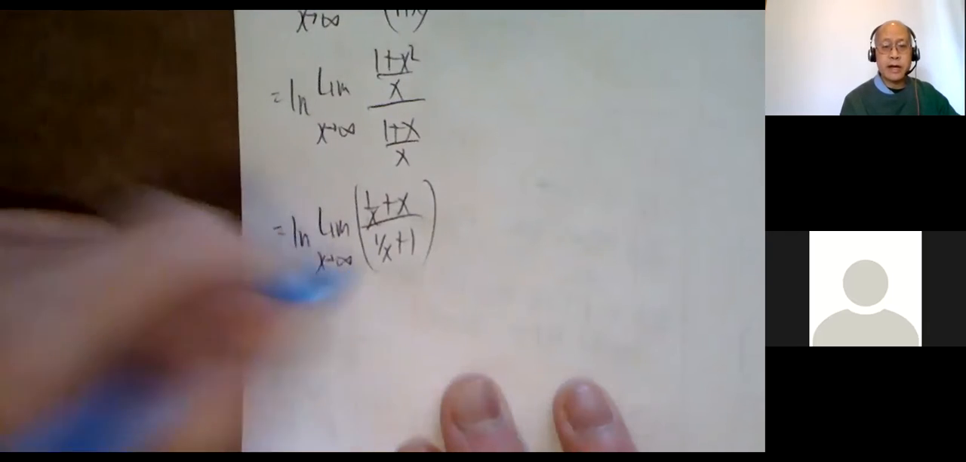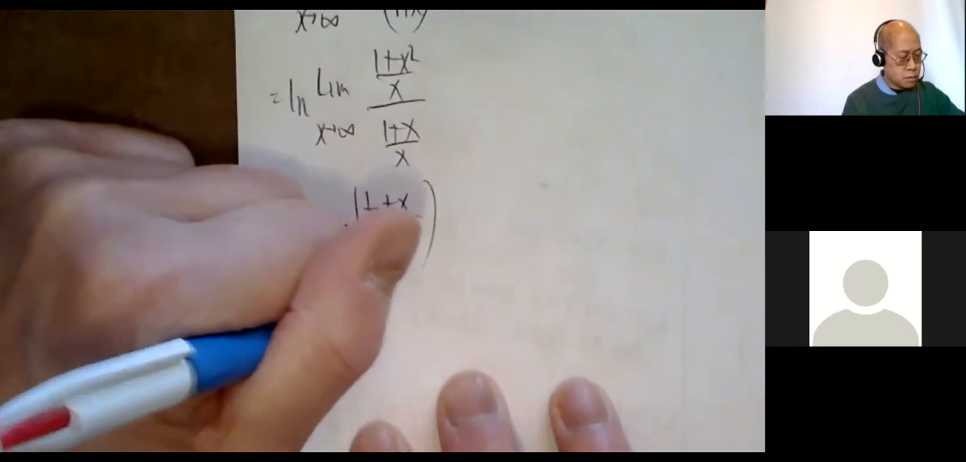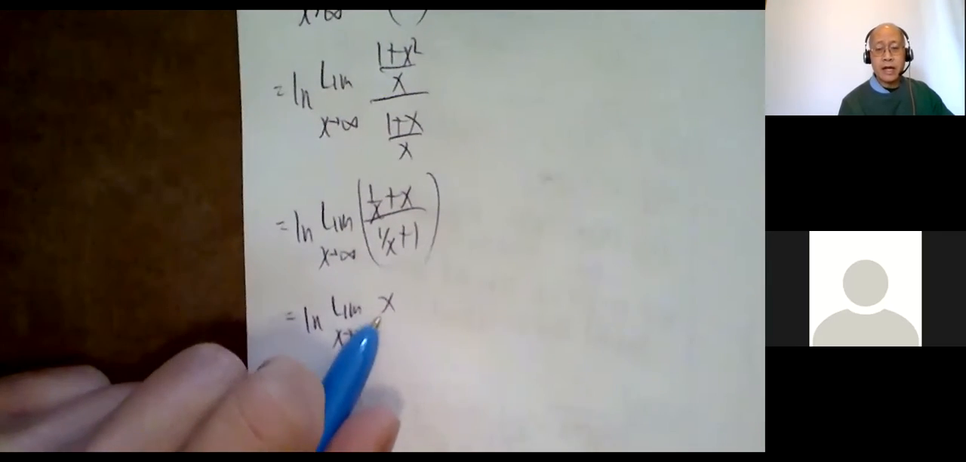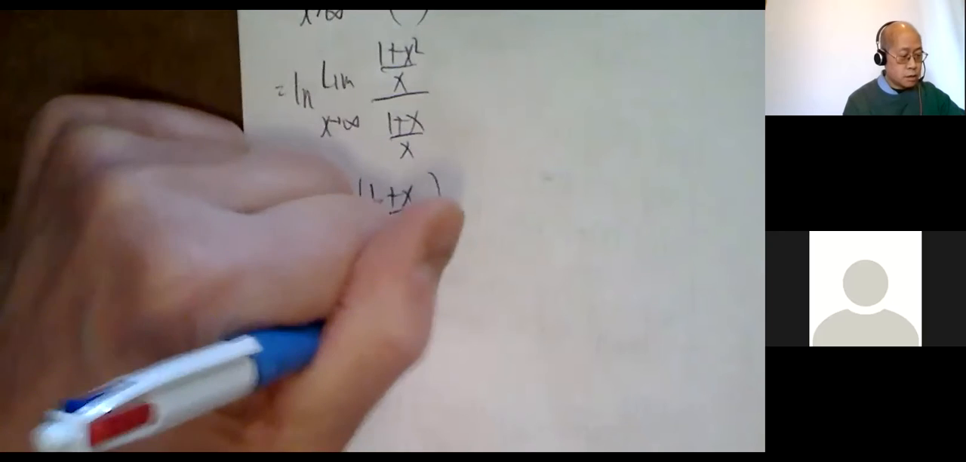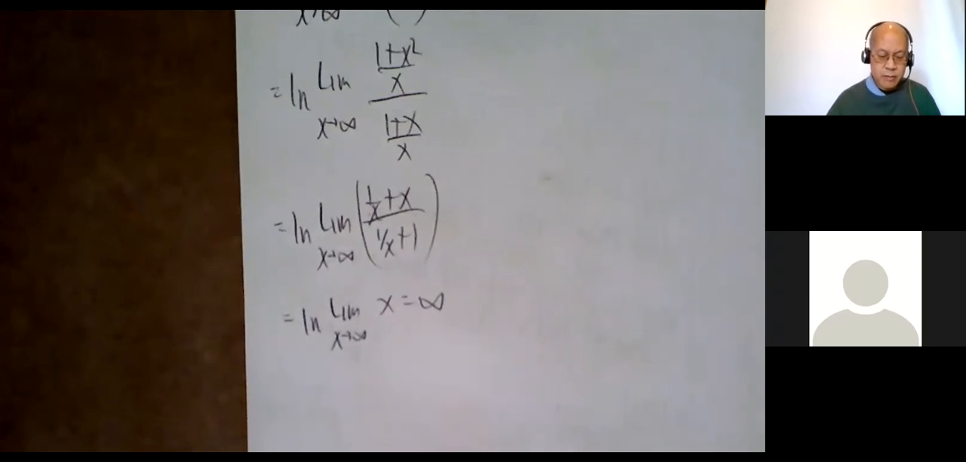That goes to 0, that goes to 0. So that's 0, that's 0, and that gets big. Ln of big is big. So the answer is infinity in this particular case.